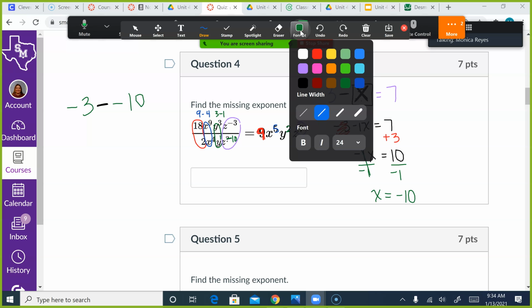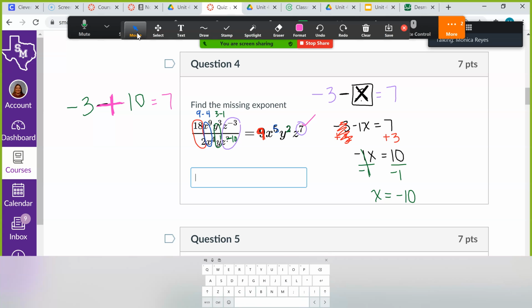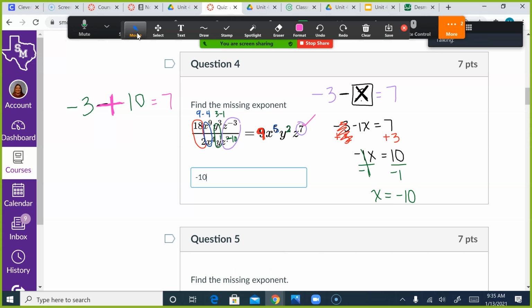When it's a negative and a negative together, I end up adding those numbers. So negative 3 plus 10 is 7, which is what we need. Okay, so this one is like the hardest. I purposely picked the harder ones to do together. That way you don't get any of these harder ones on the homework. A lot of the other ones you'll just be able to kind of guess and check the number. But this one we actually had to solve for it because it wasn't as easy to find. So here you would just type in negative 10 as the missing exponent.